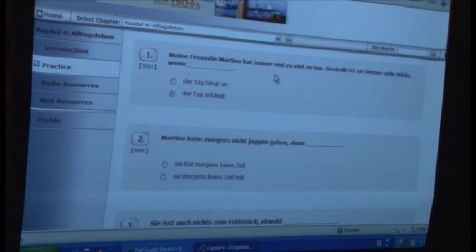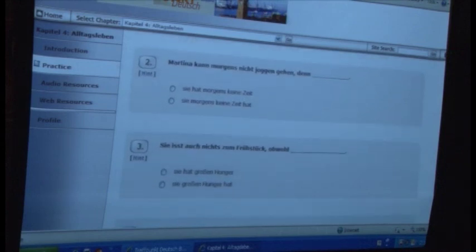What are you just saying? My friend Martina always has way too much to do. She's always very busy, no? Therefore, she's always very tired when, not if in this case, you have to look at the context. Does it mean when or if? In this case, it's when the day starts. No? Martina kann morgens nicht joggen gehen, denn is not one of the new conjunctions. It's one of the old ones that didn't change the word order. So, Martina kann morgens nicht joggen gehen, denn sie hat morgens keine Zeit. No changes. Verb second, ja?